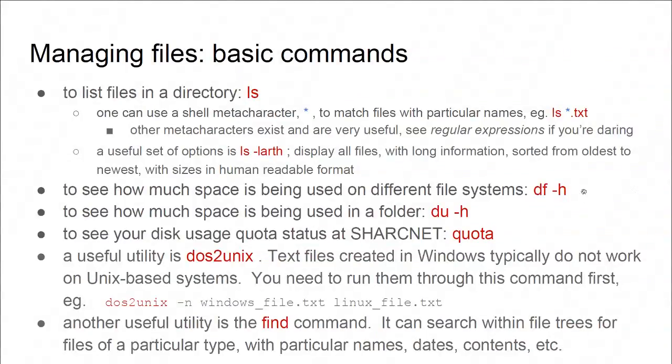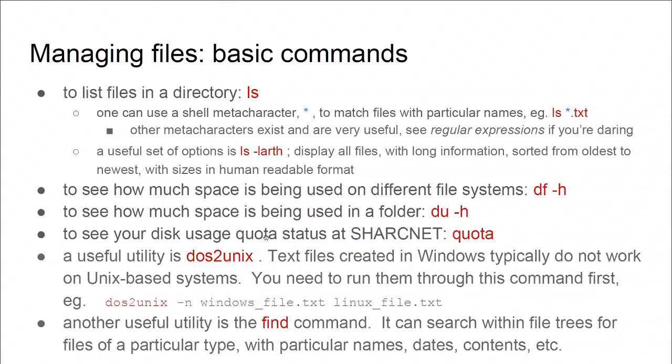You can see how much space is in use on different file systems with df -h. So for example, if you want to see how much room is free in the scratch directory on one of the clusters, you can run that command and look for the scratch entry. You can see how much space is used in a particular folder using the du -h command. That will show you a listing of each file and subdirectory and how much space they're using. If you want to just see your total usage at Sharcnet, you can run the quota command.